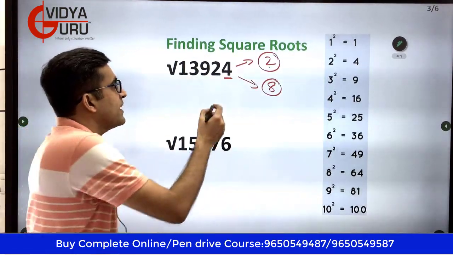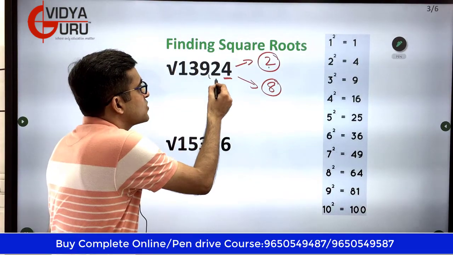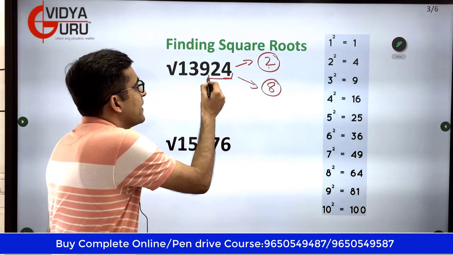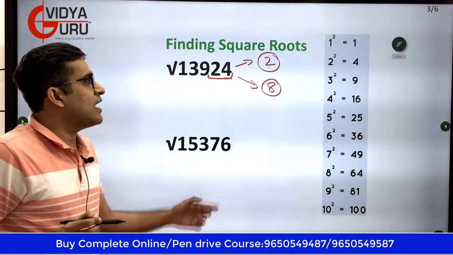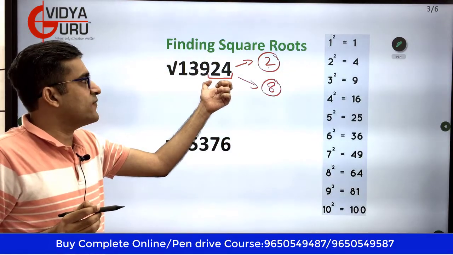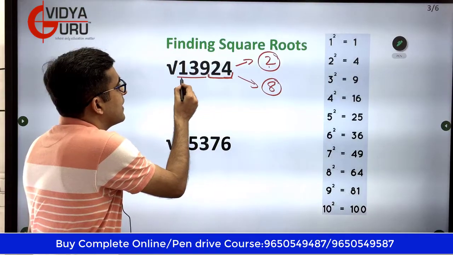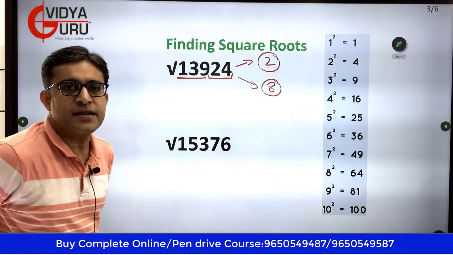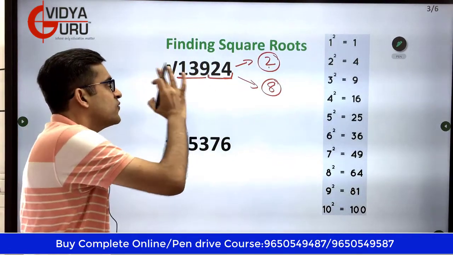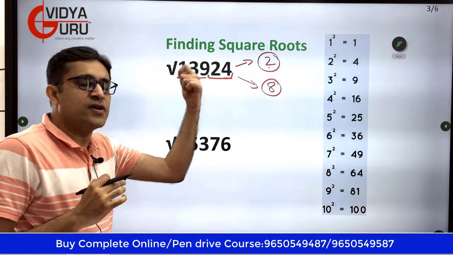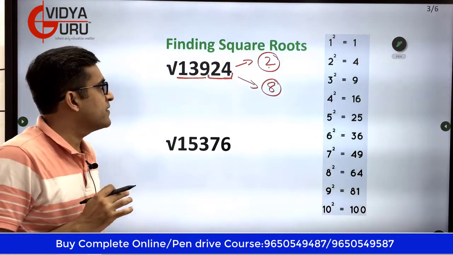Sure. Now I'm making pairs of 2. So I have made a pair of 2, 24. Now I'm left with what? I'm left with 139. I have made a pair of 2 from the right, and I have left the remaining digits.